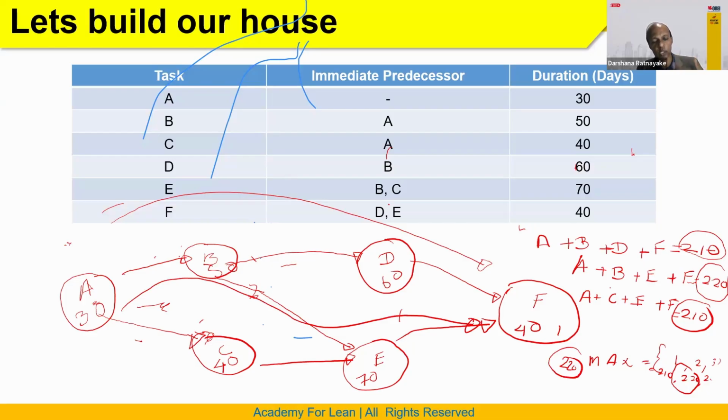Now, what is the good part here? If we want to improve, meaning reduce the time taken for this project, we need to do something for this path's activities. If you do anything elsewhere, you cannot save time. So this shows us where to focus for improvement. If we improve the time of B and E, then you can reduce the completion time.